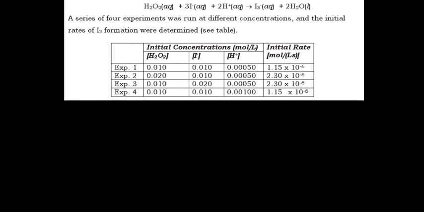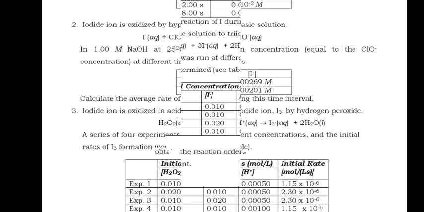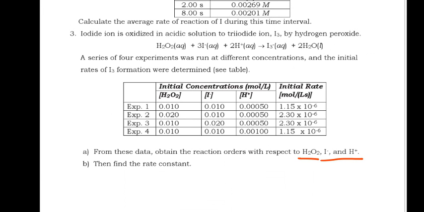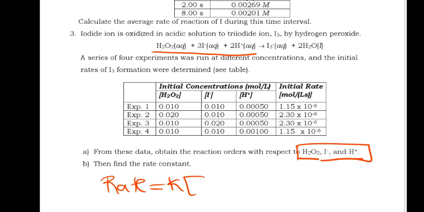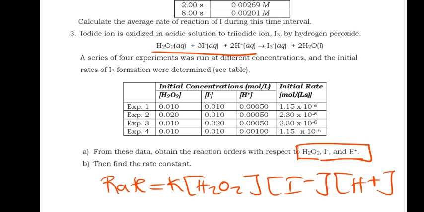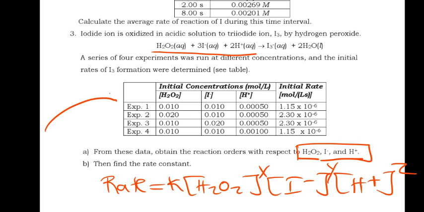If you look at the question itself, it's saying we have to obtain the reaction orders with respect to the reactants. In this case, the reactants we have are 3, and they're the ones the question is asking about. We have H2O2, we have iodide, and then we have the hydrogen. So I've said let the powers be x, y, and z. They represent the reaction orders that we want to find. Now how do we find them using the given data in the table?